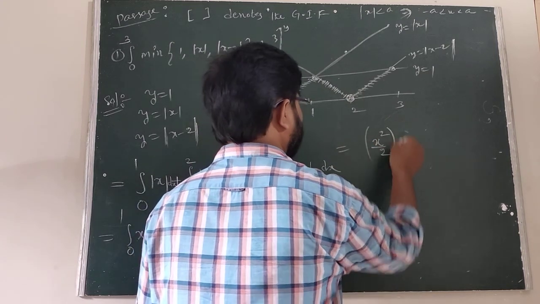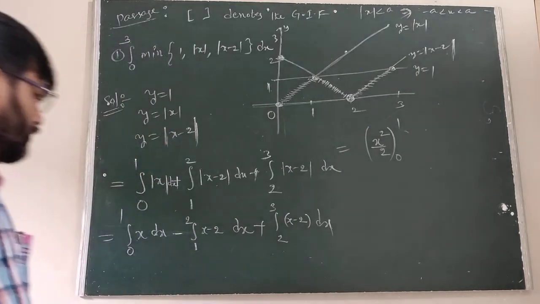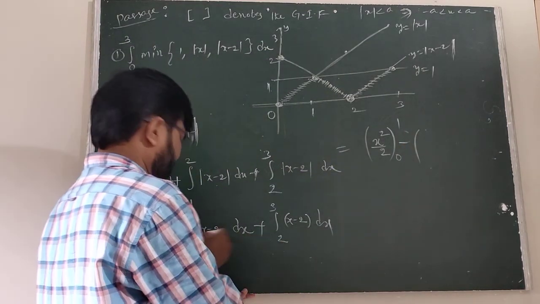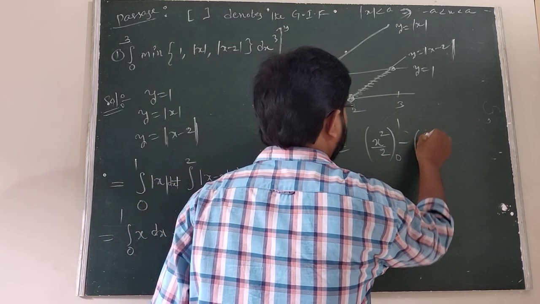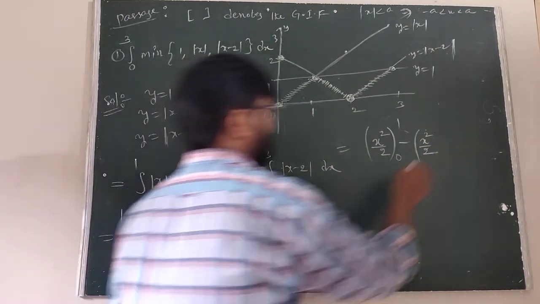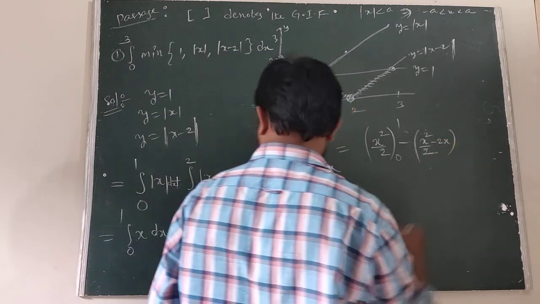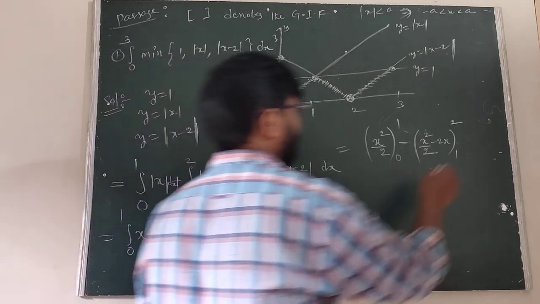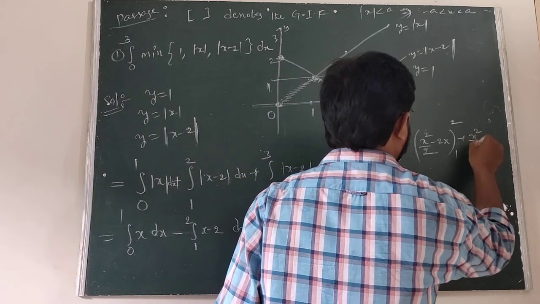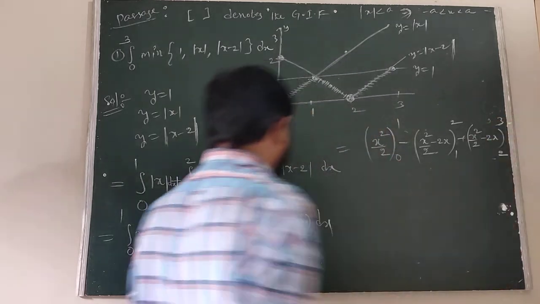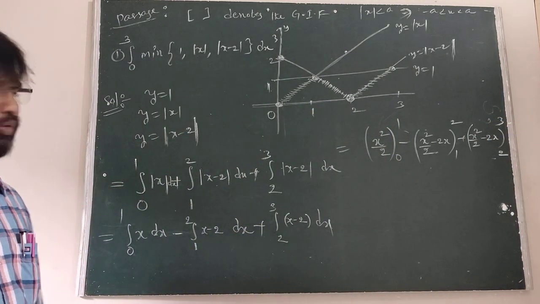Those are the limits 0 to 1. After that, this is minus of the integral of x, which is x square by 2, minus 2x, with limits 1 to 2. And here, x square by 2 minus 2x, with limits 2 to 3.